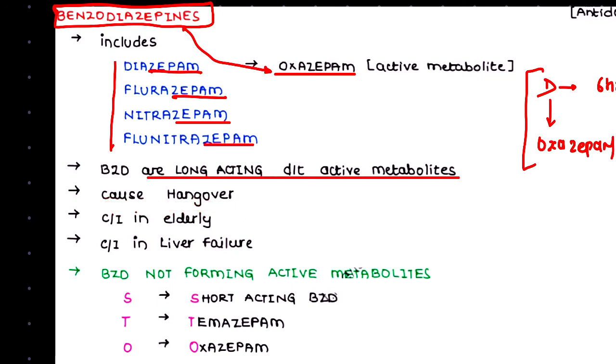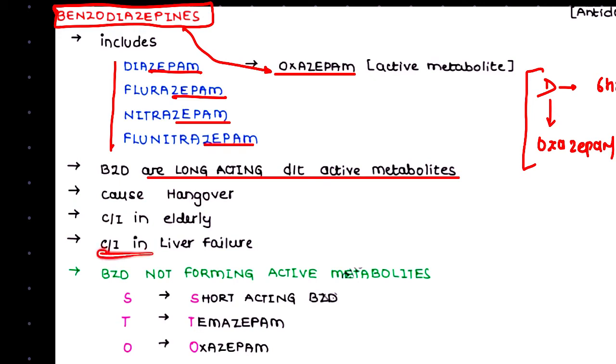Another important thing is that these drugs are contraindicated in elderly people. Why? Because elderly people are more sensitive to CNS depression. And the fun fact is that elderly people are the ones who have sleep disturbance. They are the ones who will require this, but these are contraindicated in elderly people, because they are more sensitive to CNS depression.